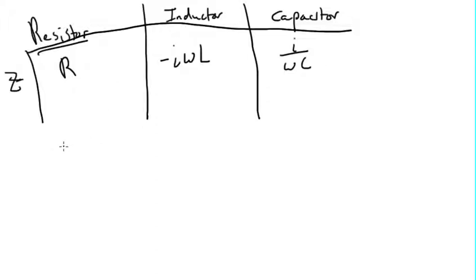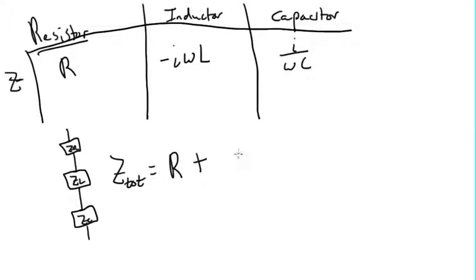So let's take an example. If we have a resistor, ZR, an inductor, ZL, a capacitor, ZC, all in series, then to find the total impedance, we just add them all up. It's the resistance plus the inductive impedance plus the capacitive impedance. That's pretty much it.